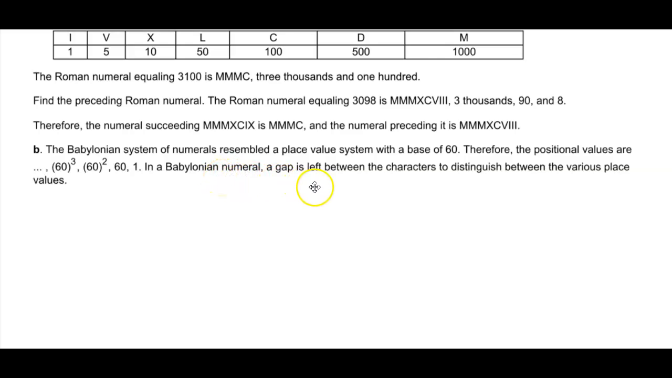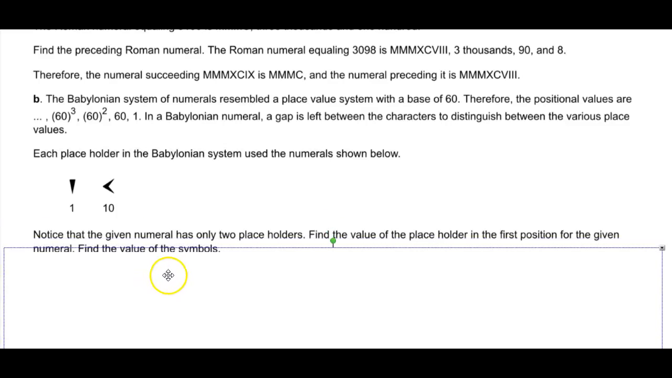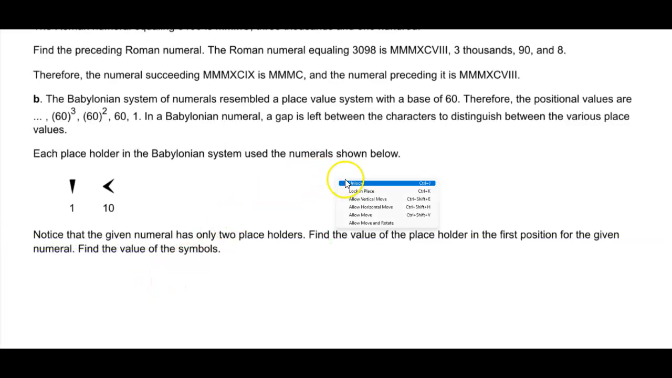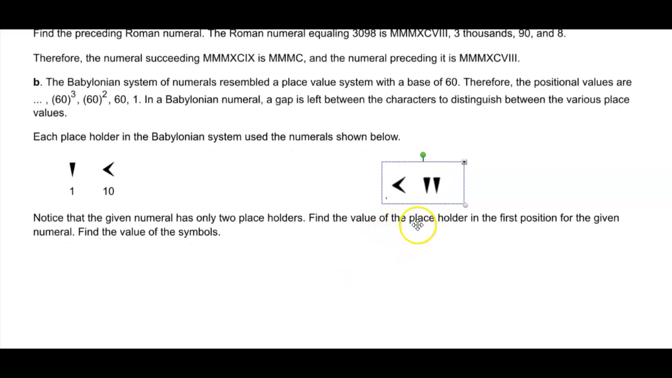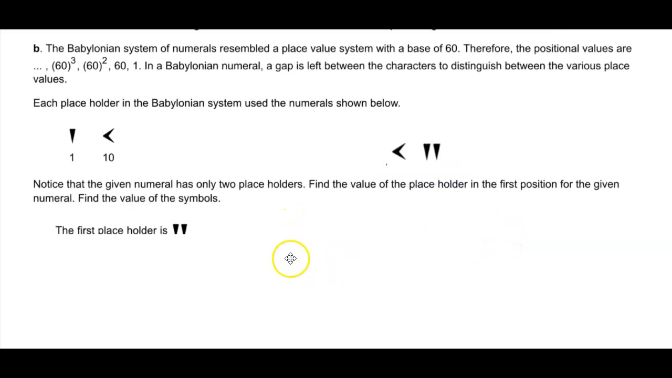Now, in a Babylonian numeral, a gap is left between the characters to distinguish between the various place values. Now, each placeholder in the Babylonian system used the numerals which are shown below. So this one represents a 1, that one represents a 10. Now, we notice that the given numeral has only 2 placeholders. We want to find the value of the placeholder in the first position for the given numeral, and then find the value of the symbols.